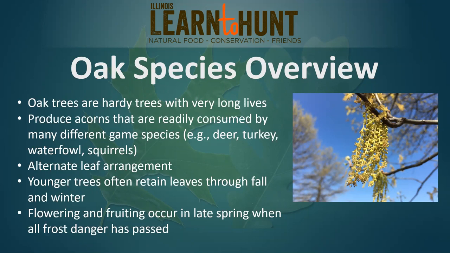So just some characteristics of oaks. They are very hardy trees, and they live quite a long time. They also produce acorns that are readily consumed by many different wildlife species. They do have alternate leaf arrangement. So if you think back to that term we discussed a few minutes ago, that essentially means one leaf per node. Those leaves are going to come off individually as opposed to having them on opposite sides of the twig.